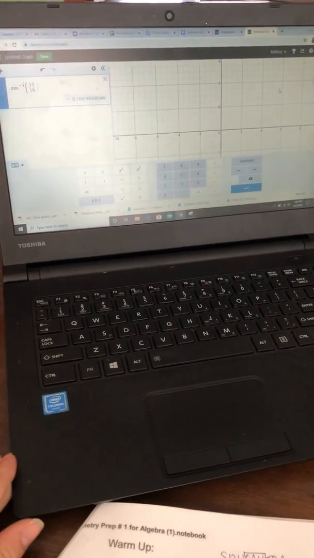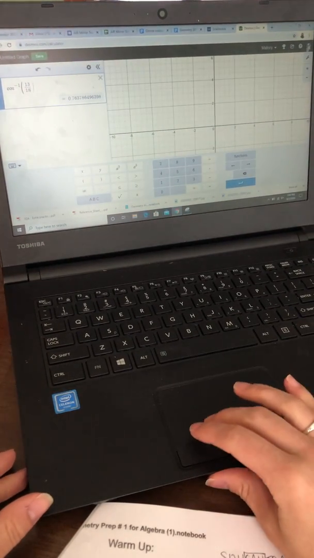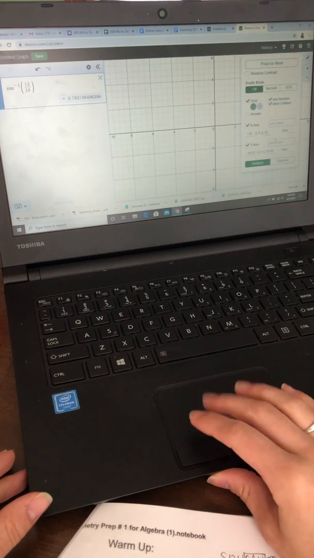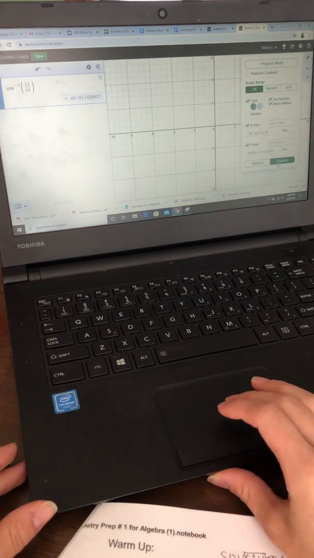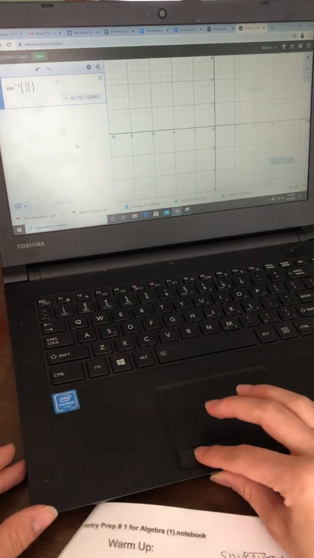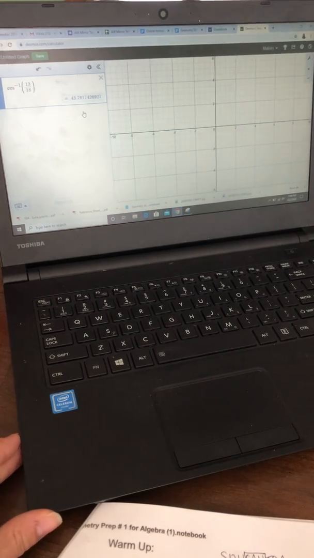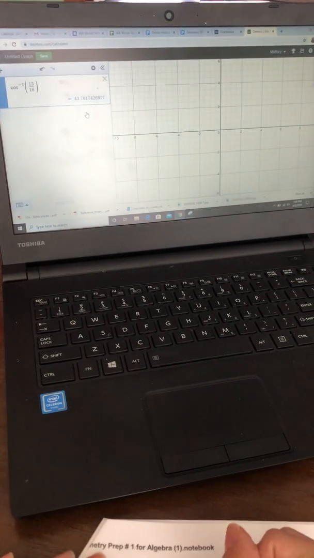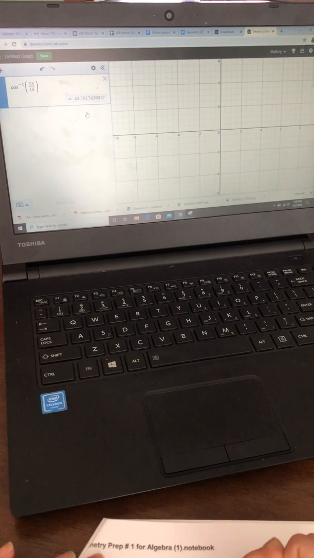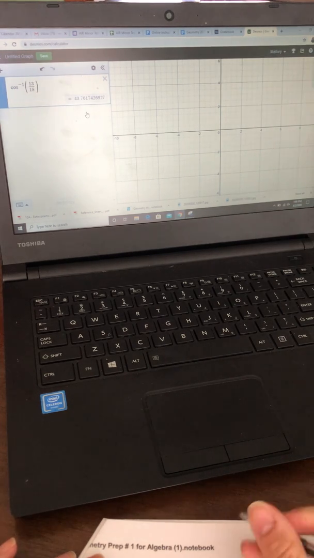Now, because I've gotten out of Desmos and gone back in since last time, the setting didn't save. So you're probably going to have to go over to your wrench to the far right. And again, make sure the word degrees is highlighted. And that'll give you the correct answer. So it's 43.8 if I round. 43.8 degrees is the angle.